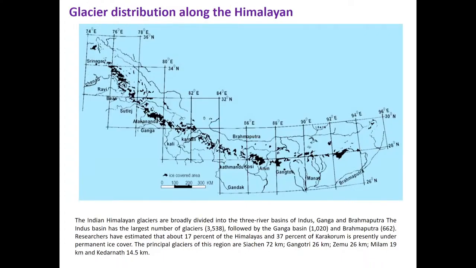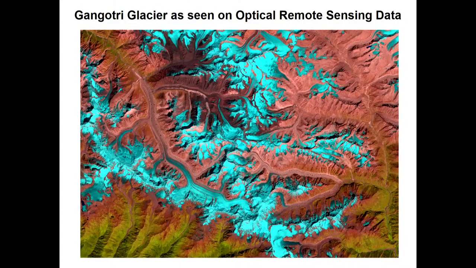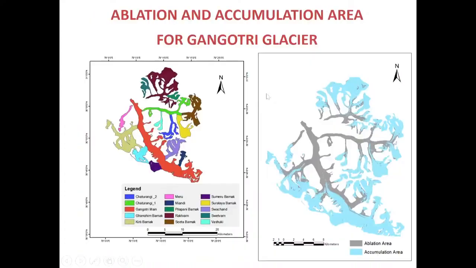These are the glacier distributions across the Himalaya. All of you know that this is called the water tower or the third pole, other than the north and south pole. This is the Gangotri Glacier, this is the Satopanth Glacier. These glaciers, how they appear in optical remote sensing data, I have shown here. Then you can map these glaciers, how much is the accumulation area and how much is the ablation area. Using remote sensing data, you can easily map the different regions of the glacier, that is the accumulation area and the ablation area.